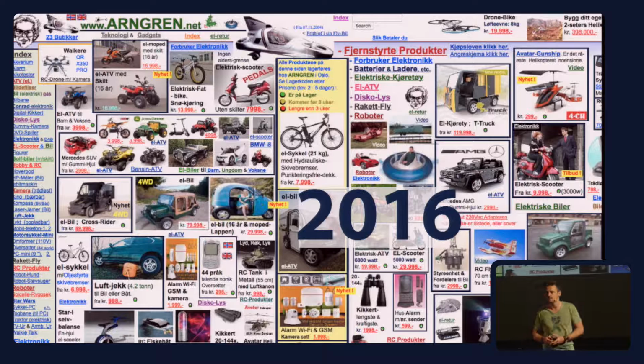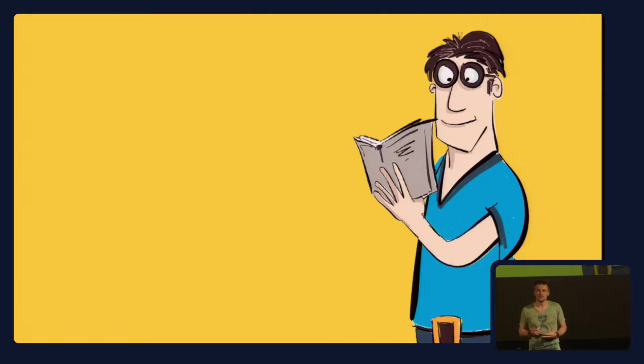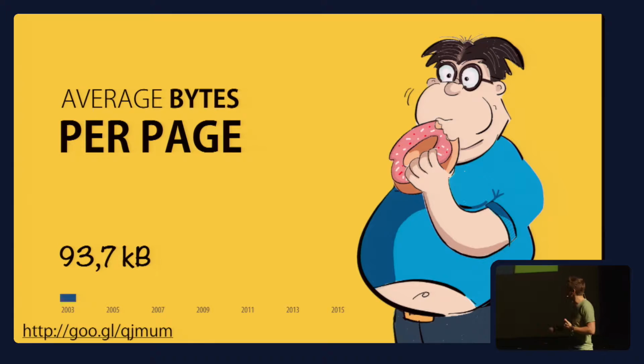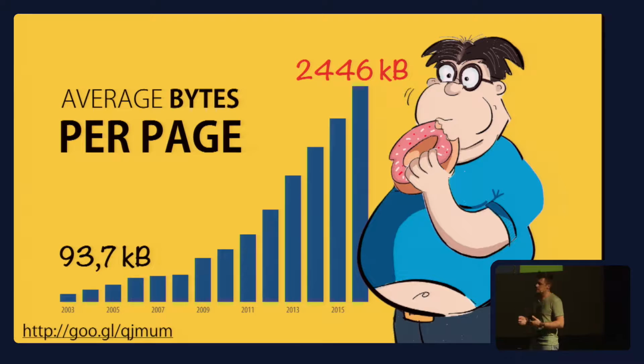From an intelligent and a little bit hip young man, the web turned into a well-fed, bloated guy. For example, the average size of a page in 2003 was only almost 94 kilobytes. And this is the point where we didn't care about performance. But time flew, and now in 2016, it's already 2.5 megabytes. 2.5 megabytes is the average size of an average page on an average site.